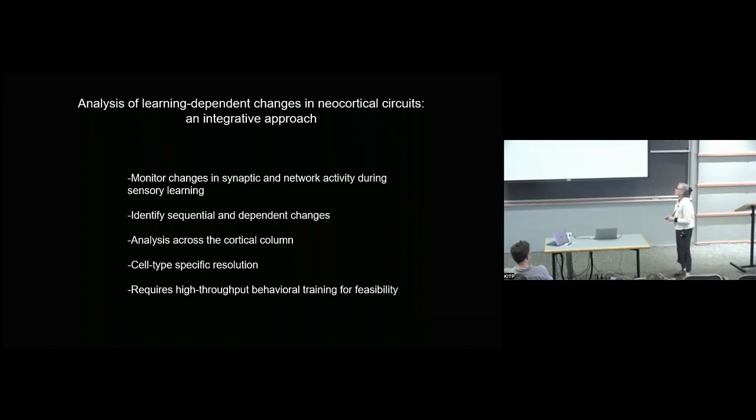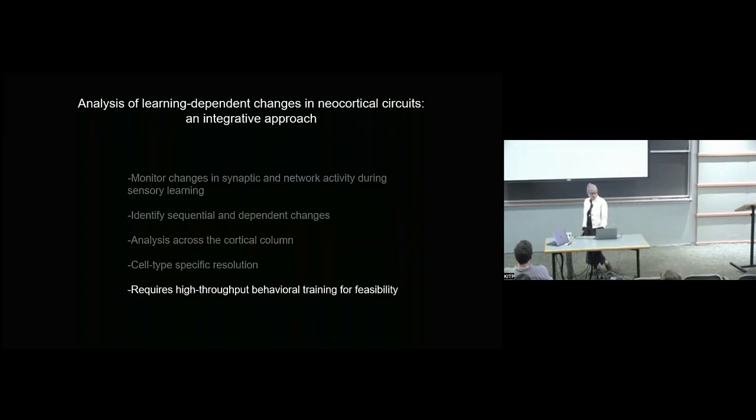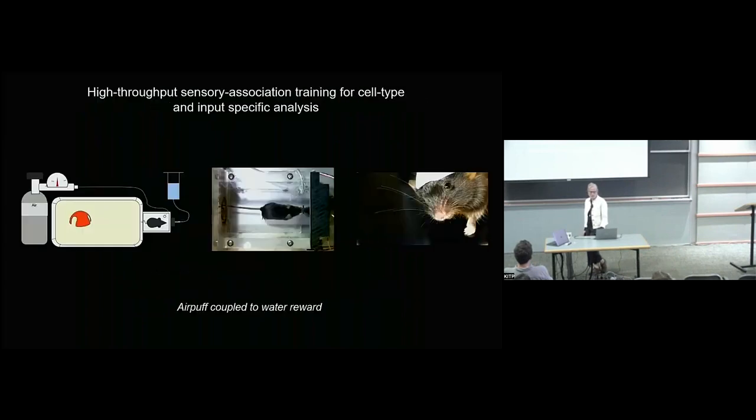So one of the things that was going to be really important was high throughput behavioral training, where we have hands-off training of these animals so that we can then do these very detailed analyses of different synaptic connections. So the goal here is to identify and monitor cell type specific changes in synapse properties, to figure out if there's some sequence to these changes across the cortical column, and we need that cell type resolution, both of inputs and targets.